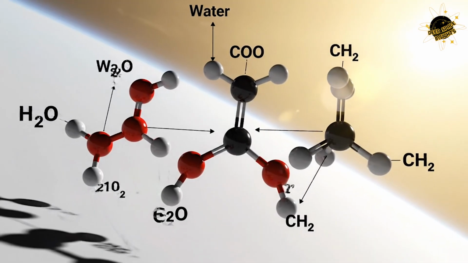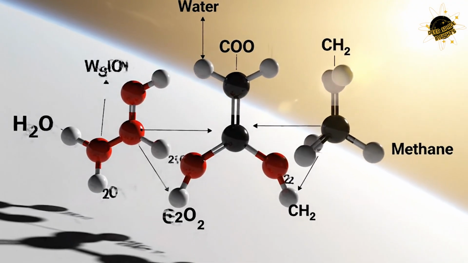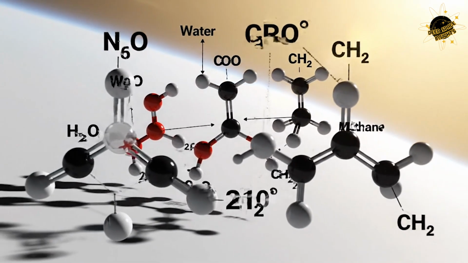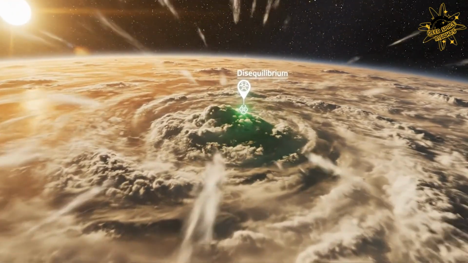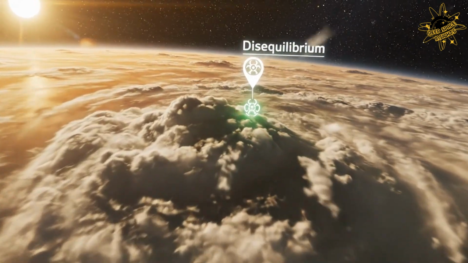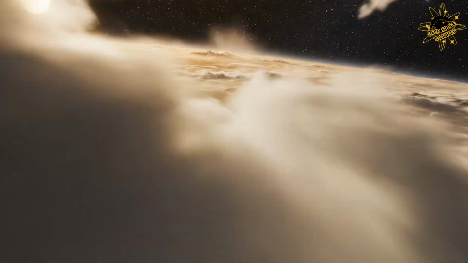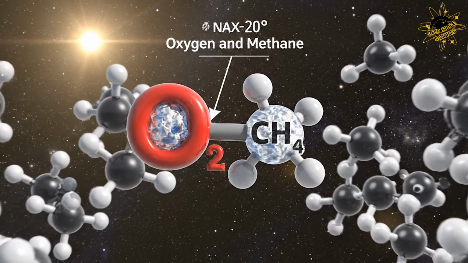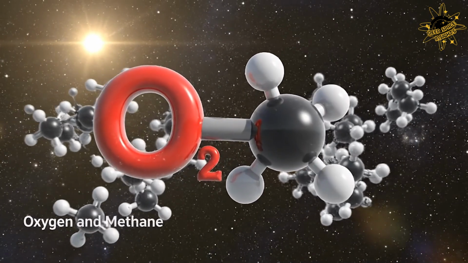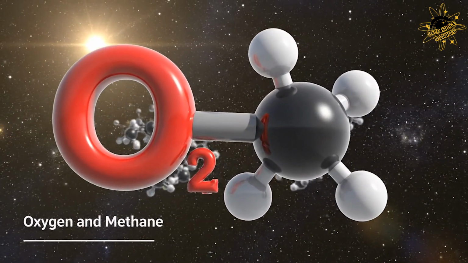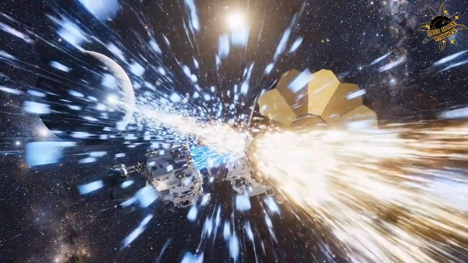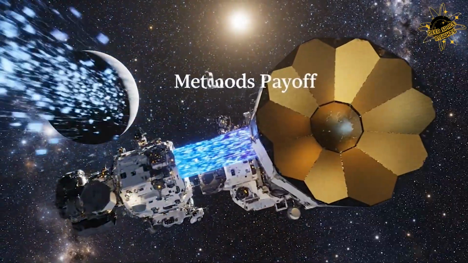Detecting molecules like water vapor, carbon dioxide, and methane can reveal the atmosphere's composition. Finding a combination of gases that is out of equilibrium could signal the presence of life. For example, large amounts of both oxygen and methane together is difficult to explain without biology. The ability to study these atmospheres is the direct payoff of the Wobble and transit methods.